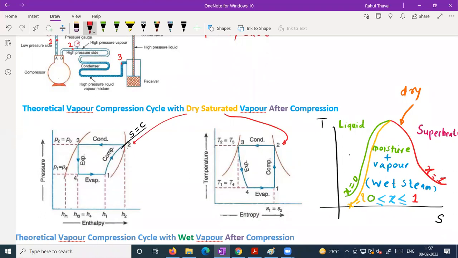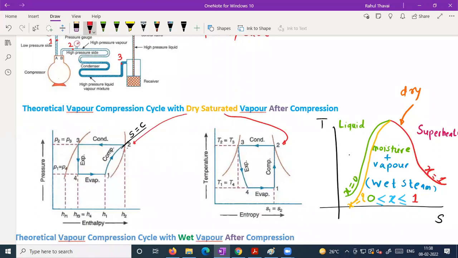Now see, once it gets out of the compressor, it is supplied to the condenser. The purpose of the condenser is to condense. So what we have at point number two is a dry vapor. That we are passing into the condenser. You can see 2-3 occurs in the condenser.